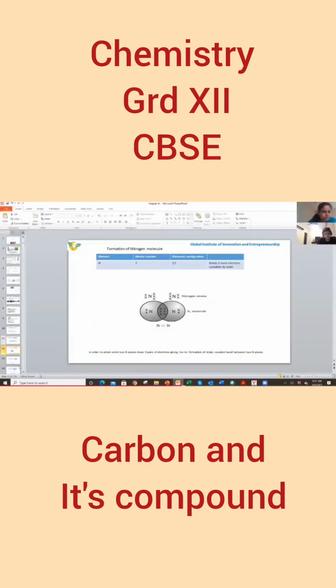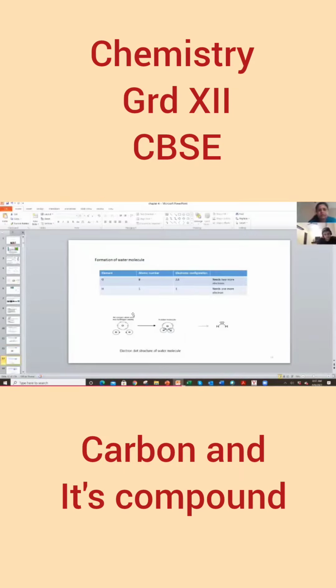If you use this one, you can understand. See, oxygen has atomic number 8, so electronic configuration 2, 6. That means it needs 2 more electrons. Hydrogen atomic number 1, electronic configuration 1. So it needs 1 more electron. Right? So one oxygen atom needs 2 electrons. That means it needs 2 hydrogen atoms.